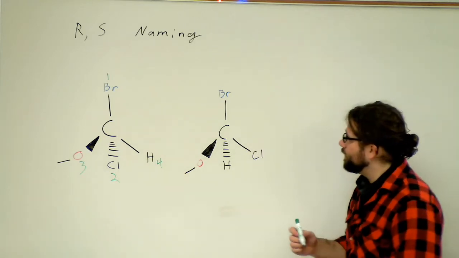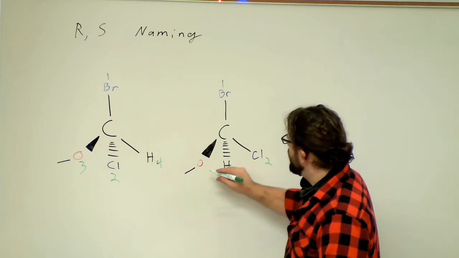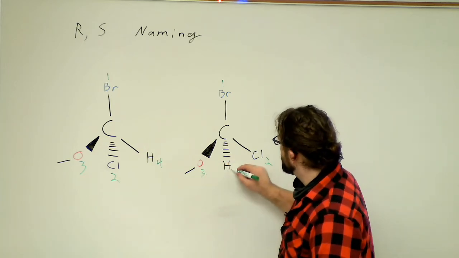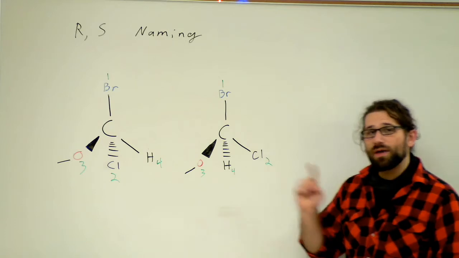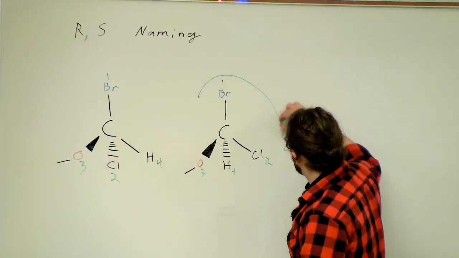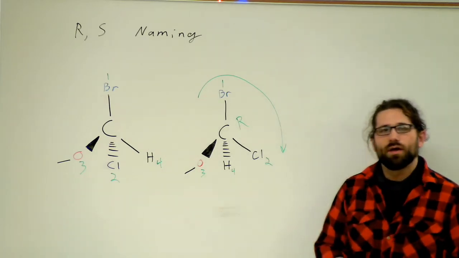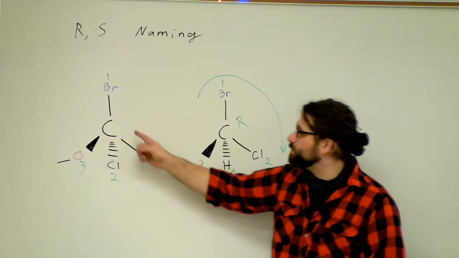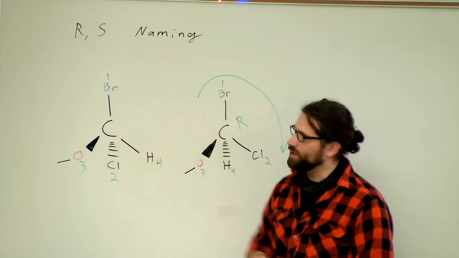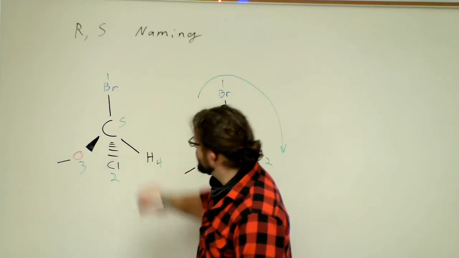Now when I number these again, my bromine is number 1, my chlorine is still number 2, and the ether is number 3, hydrogen number 4. So now I can figure this out. Now I can do my rotation. I'm going to go clockwise. So this is my R, my rectus. And that means that this must be the S. This must be the S orientation because I flipped two groups. This has to be the S orientation.